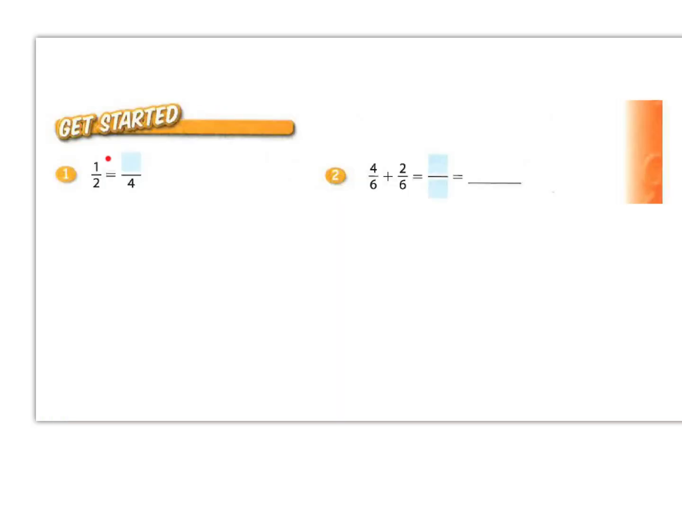Getting started, 1/2 equals how many fourths? Well, instead of simplifying, this time we are multiplying to make it an equivalent fraction. So 2 times 2 is 4. If we do times 2 on the bottom, you have to do times 2 on the top. 1 times 2 is 2. So 1/2 equals 2/4.